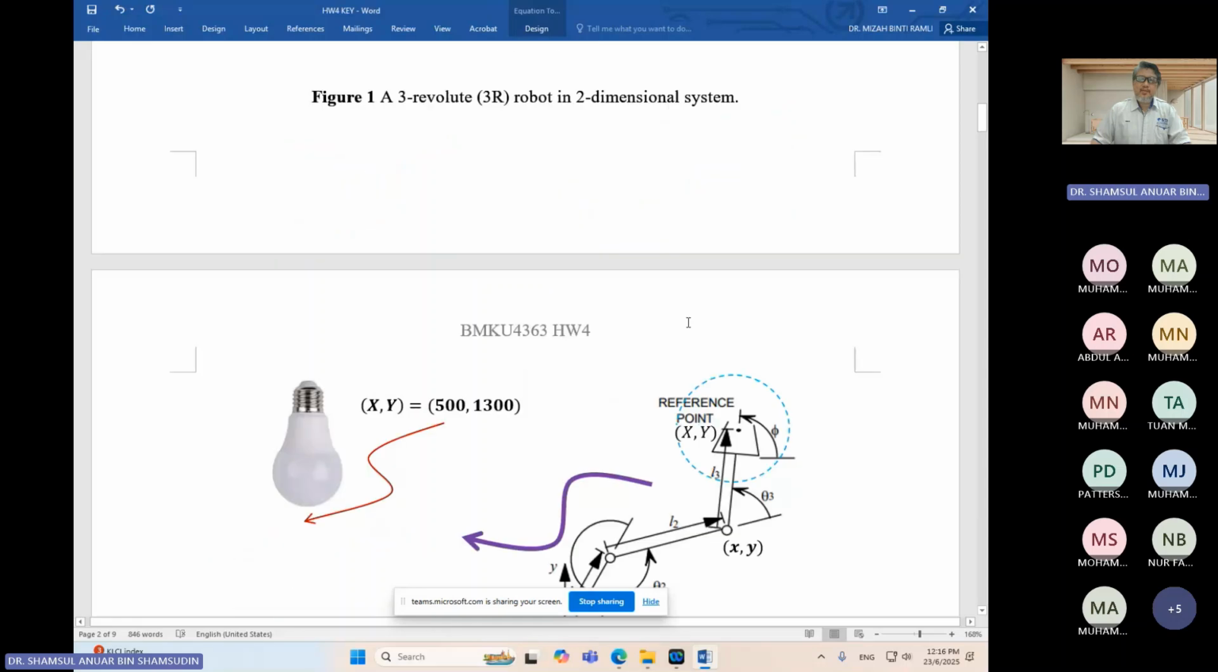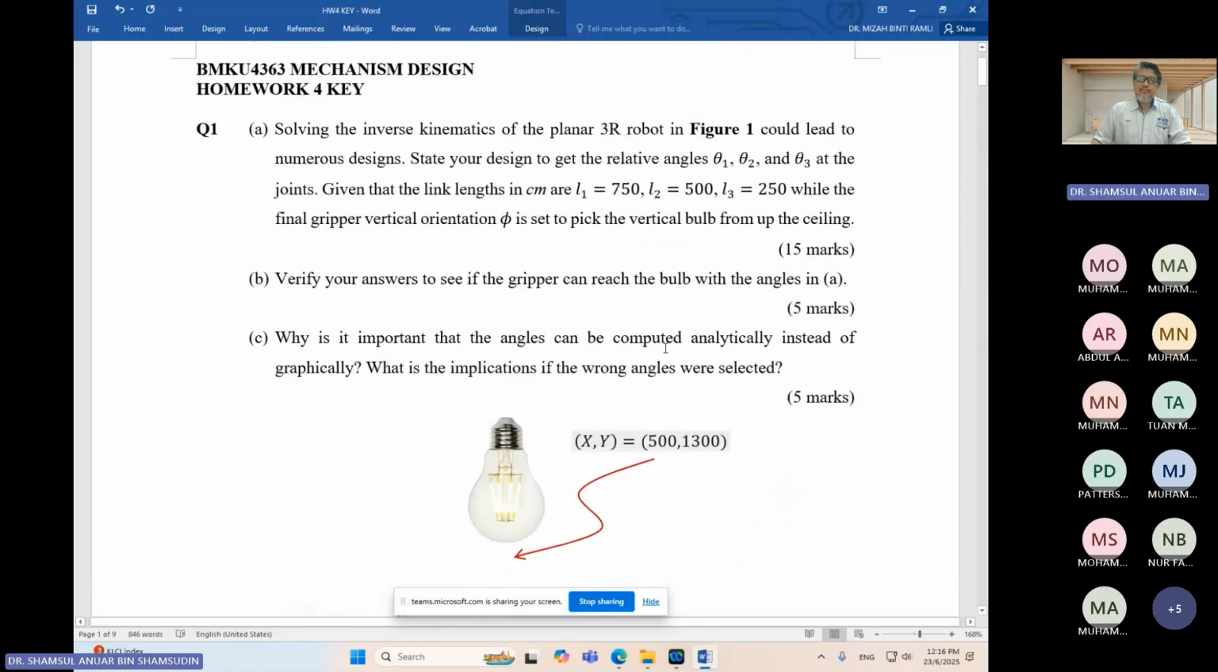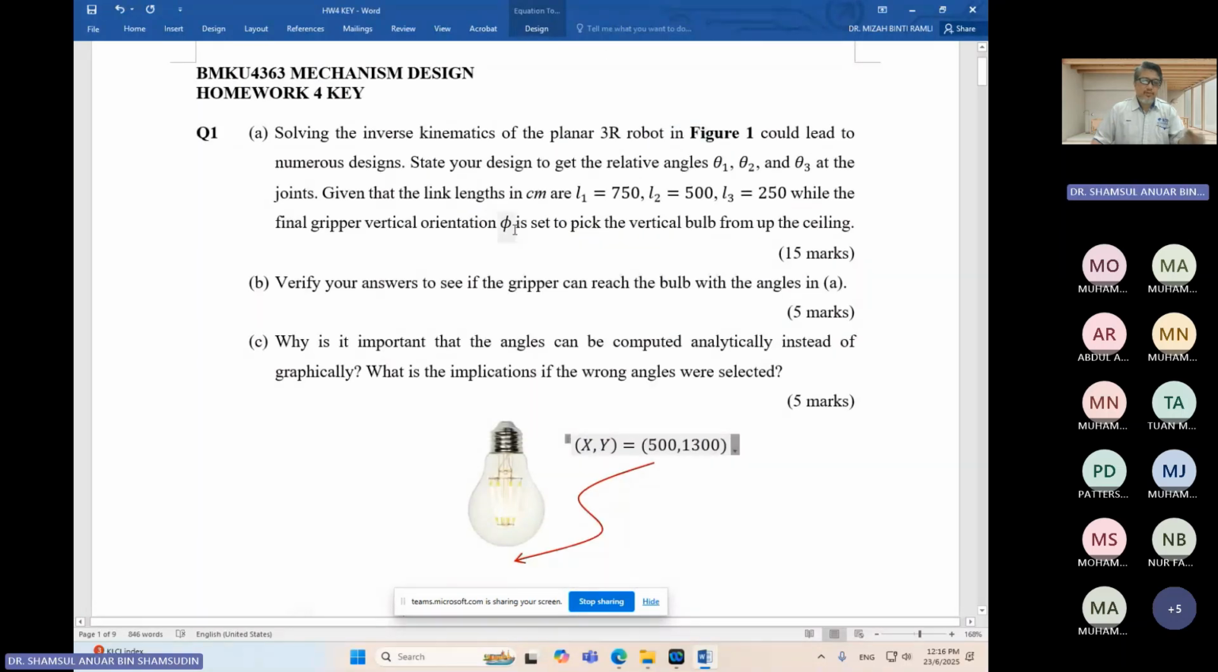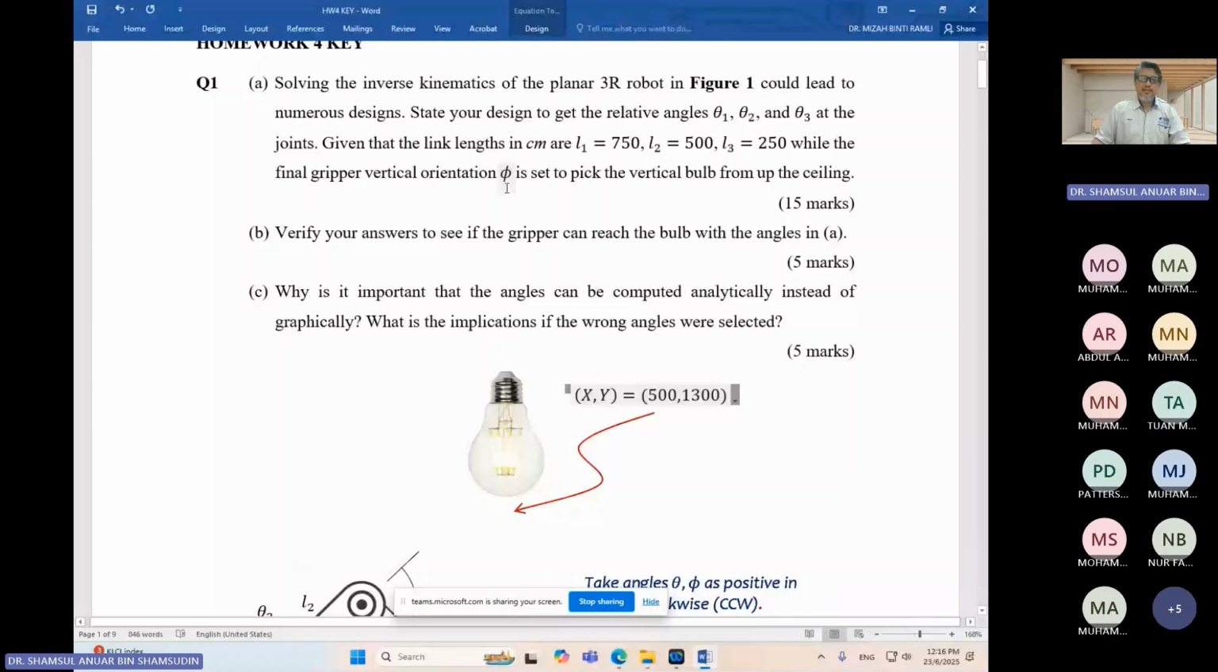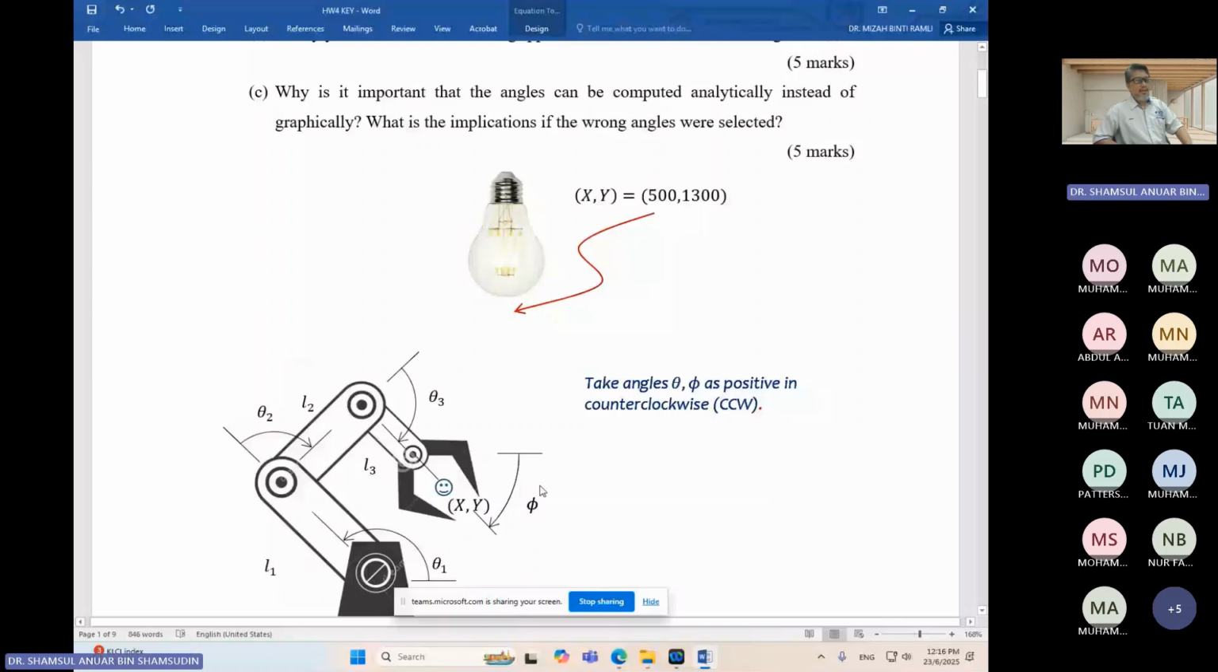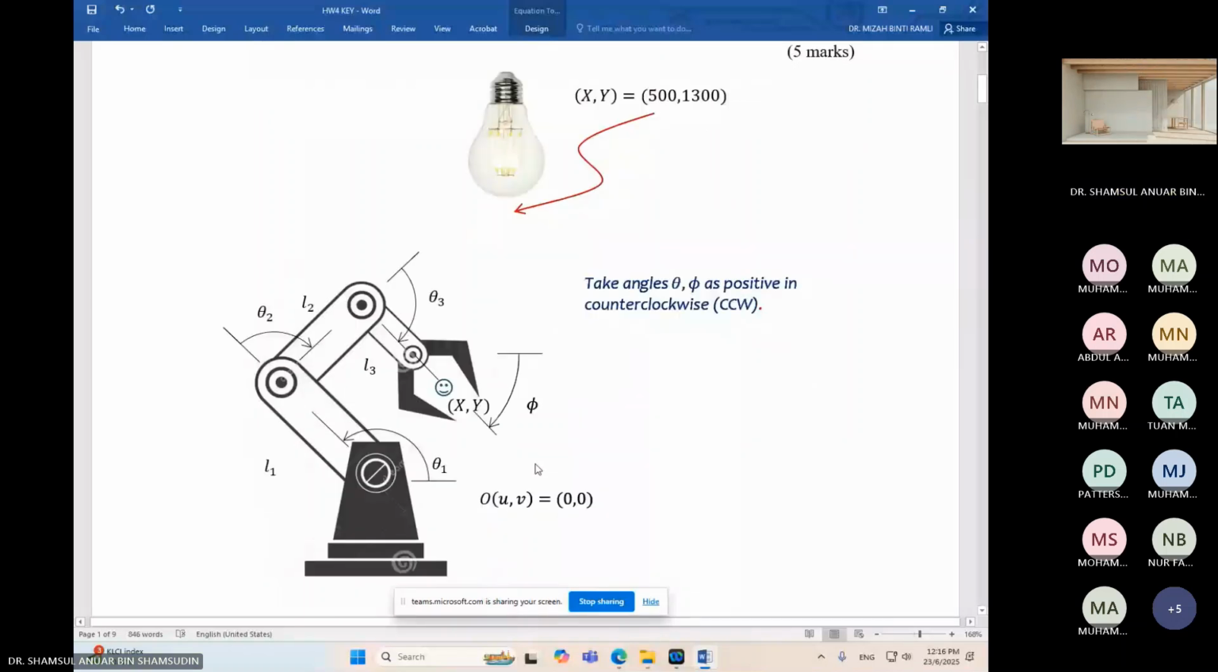Okay, here maybe in the question I do not give you the P, so you have to use your brain to decide what is the P there. If the metal is like this, and your gripper is going to be like this, what is this angle? This is your angle P. And this angle must be the absolute angle.